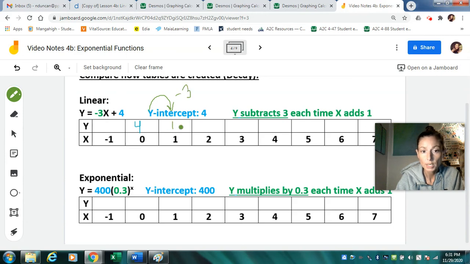So 4 minus 3 is 1. Minus 3 is -2. Minus 3 is -5. Minus 3 is -8. And so on. And then to go backwards, I would do the opposite, which is add.